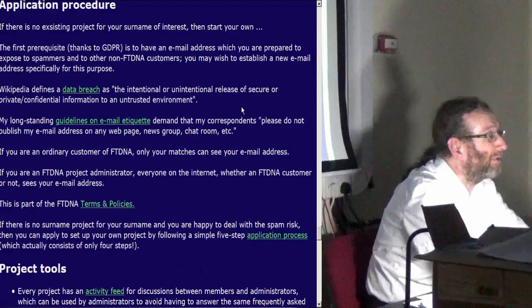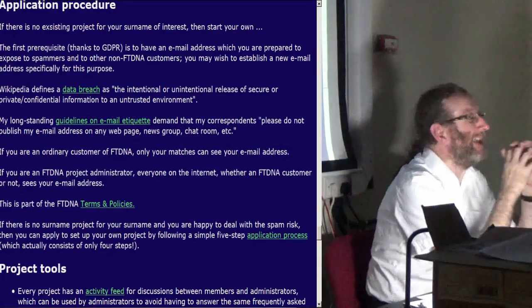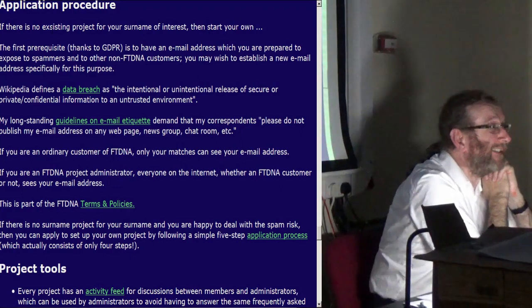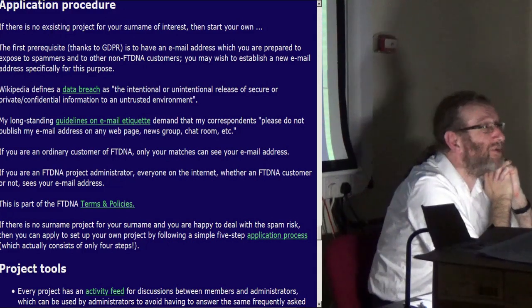So how do you set up a project? First thing you need is an email address, but the problem with this is the interpretation of GDPR is that the project administrator's email address goes on a public page which can be seen by everyone, whether a customer of Family Tree DNA or not, whether a member of the project or not.